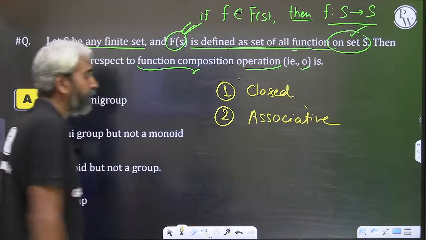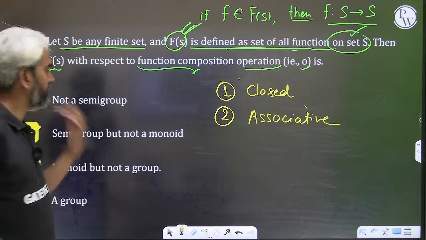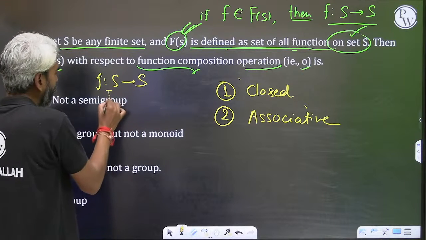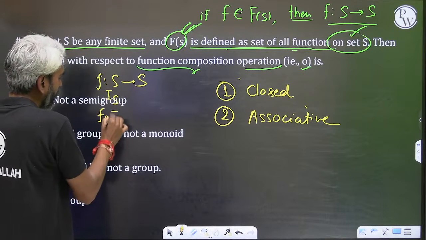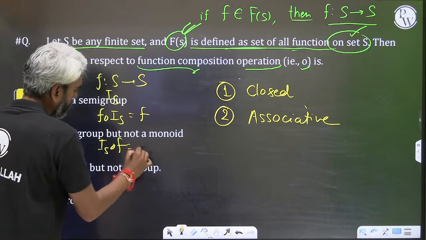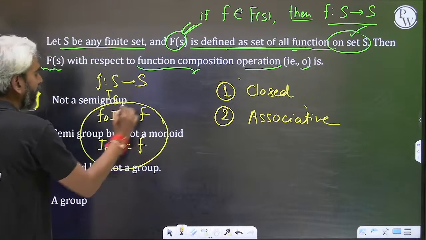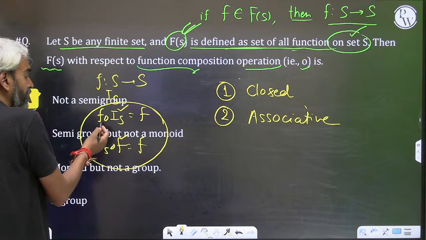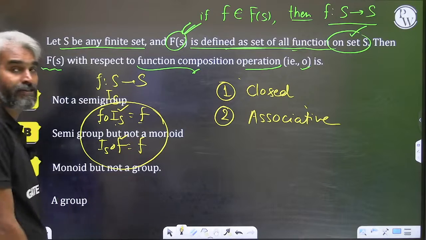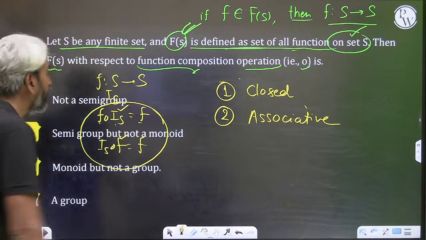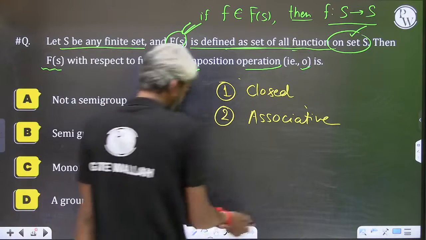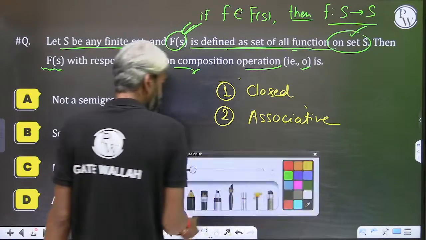Now, if f is a function from S to S, and I have an identity function I_S on set S, then we know that f composed with I_S is f, and I_S composed with f is equal to f. So we have an identity function on set S such that the function composition of f with the identity function on set S will be function f only. So what do we know? That identity is present.